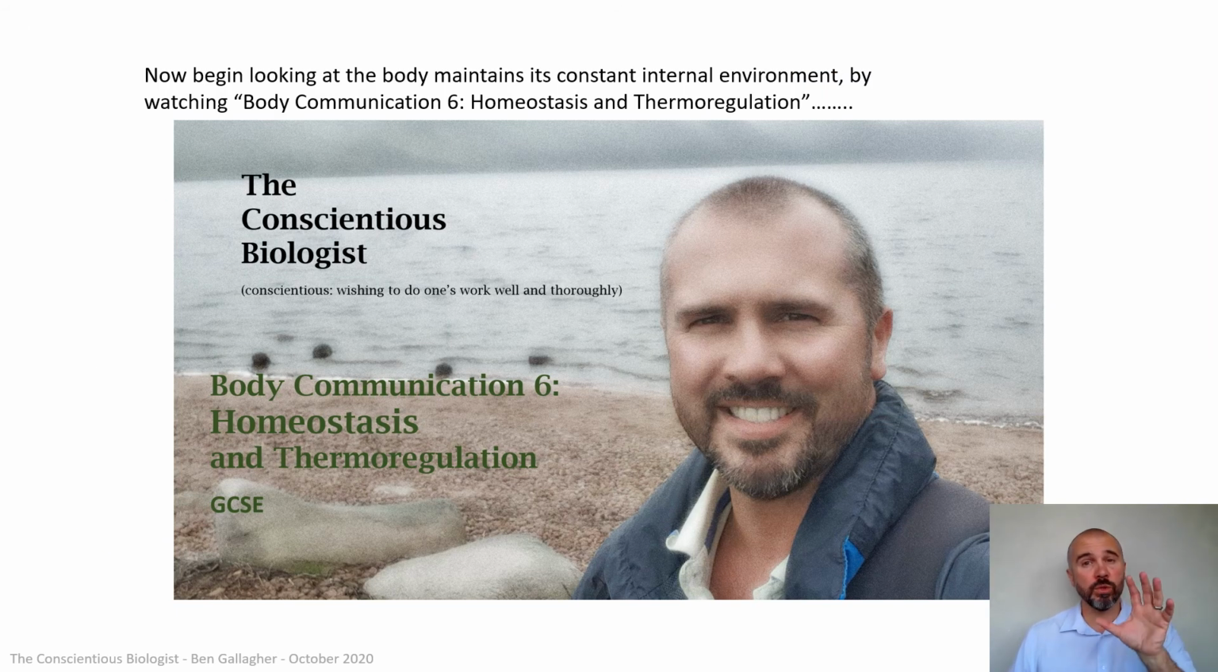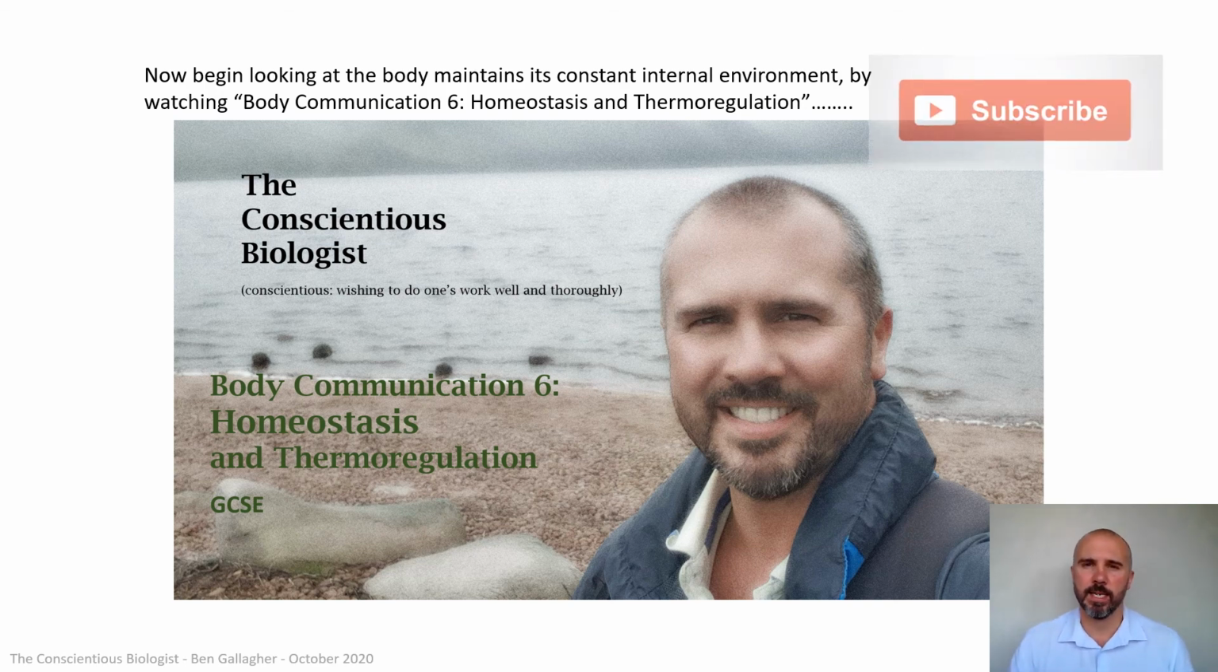So your next lesson will still be staying on body communication because this is still key processes for how your body's sensing around. But we're moving a little bit away from specifics of the nervous system, specifics of the brain, specific of receptors like the eyes. And we're looking at an overall process called homeostasis and one specific example of that called thermoregulation. Homeostasis is how your body keeps everything at a constant within you. So head over to that one next, please.